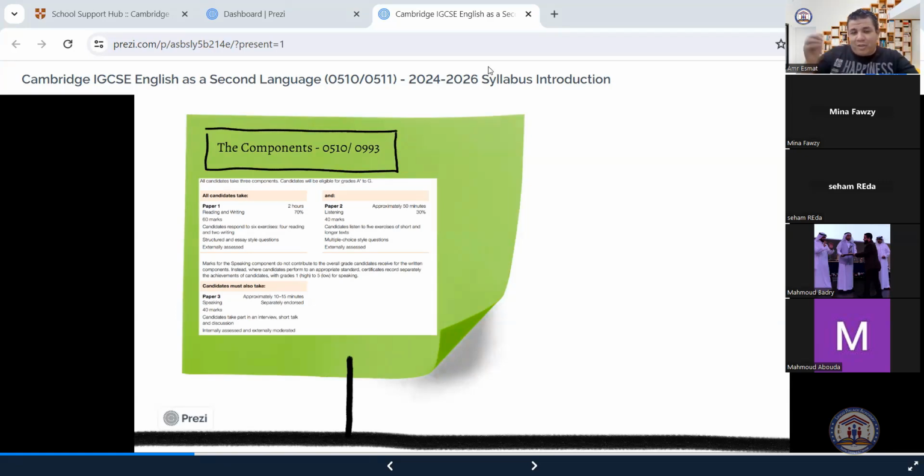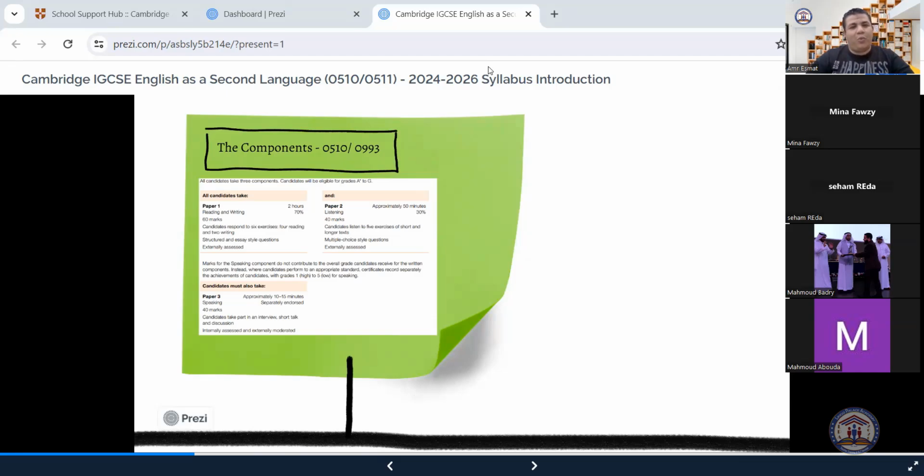They have a difference between each other. 0510 depends on a grading scale: A star, which is the highest, to G, the lowest. Sorry, it's not A plus, that's in the SAT. A star in IGCSE and G is the lowest. What about 0993? 9 is the highest and 1 is the lowest number or mark grade.